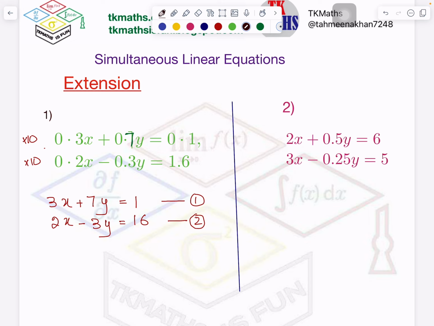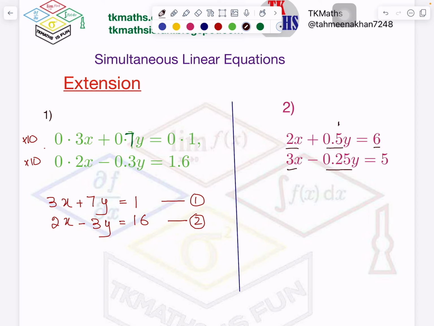So before I start it, let's see question number 2 halfway. In this equation, it is 2x, no decimal, 0.5y. So after decimal, there is one digit, 6, no decimal, 3x, no decimal, 0.25. Now after decimal, there are two digits, right? So we have to finish decimal.